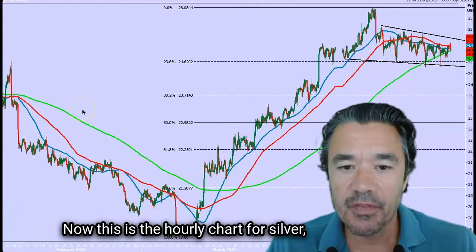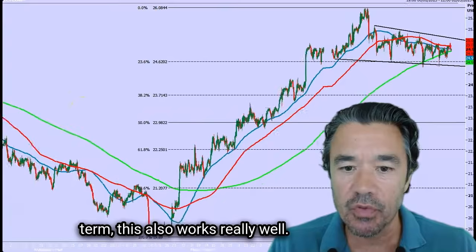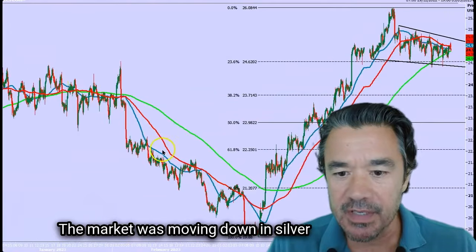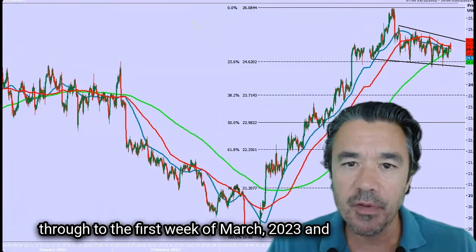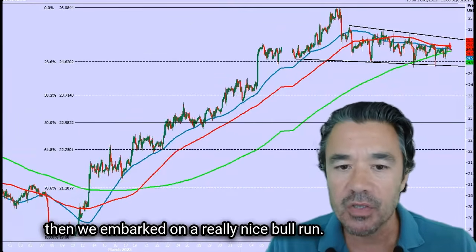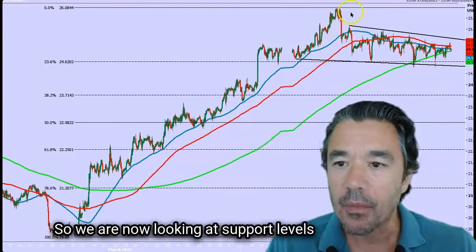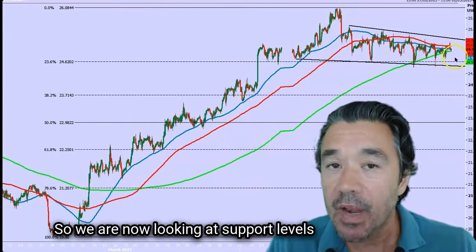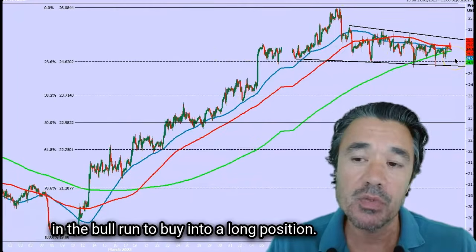Now, this is the hourly chart for silver. And as you can see, in the short term, this also works really well. The market was moving down in silver through to the first week of March 2023. And then we embarked on a really nice bull run. So we are now looking at support levels in the bull run to buy into a long position.